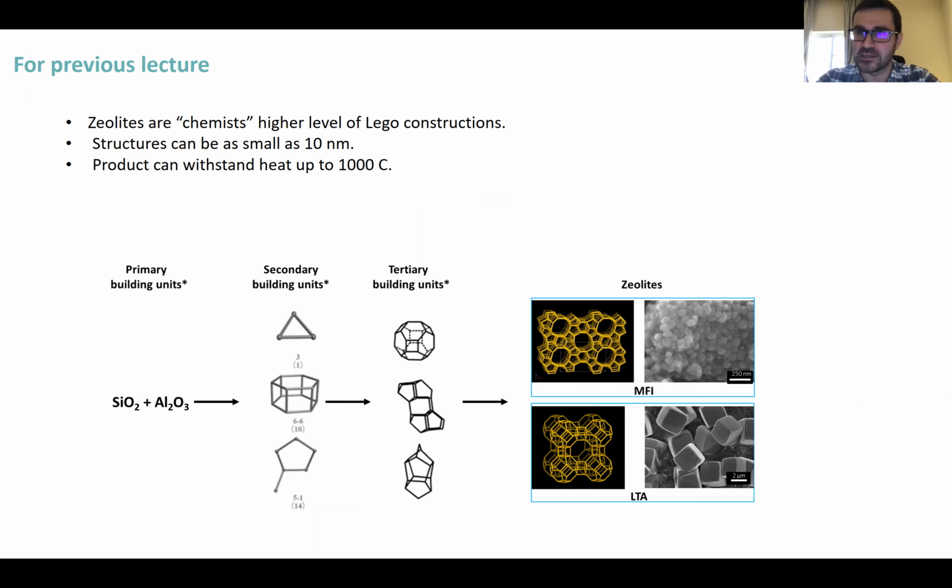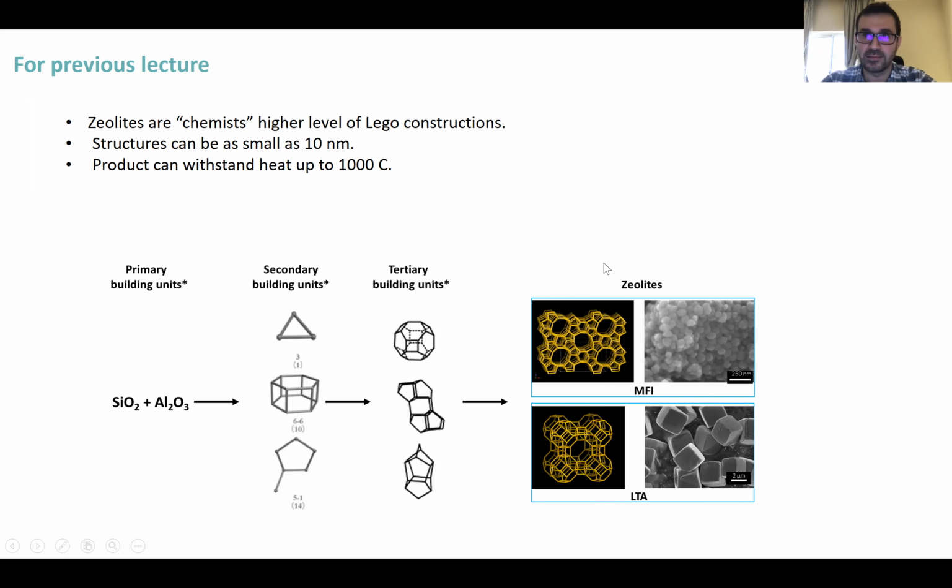We can create structures as small as 10 nanometers, which can withstand up to 1000 degrees Celsius. And in their synthesis, we saw that we start from silica, the main unit. Alumina can also be present, but it's not obligatory. These primary building units can be transformed upon heat and with time to secondary building units, then tertiary building units that give us the final structures, or the zeolites.